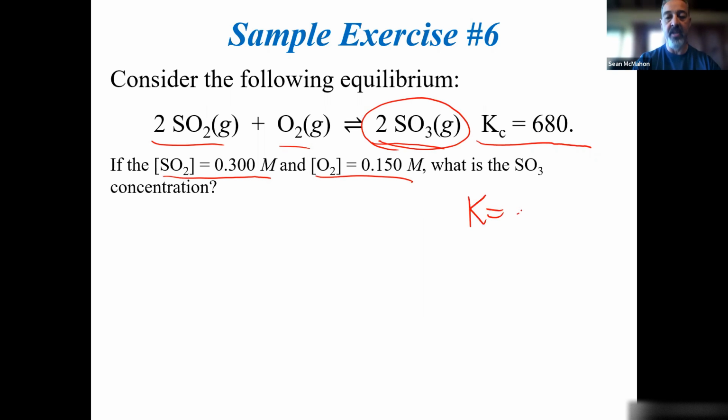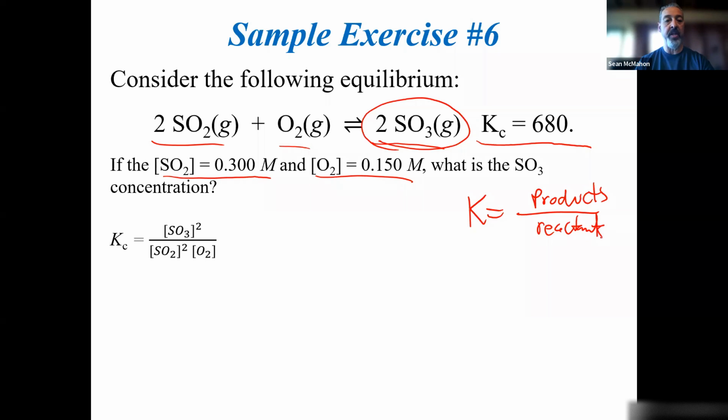K is always what? Products over reactants. So what are we going to do? We're going to set up our K. My product, this is what I'm looking for, SO3, sulfur trioxide. Why is it squared? Because of the coefficient of 2 in the balanced chemical equation. I have O2 on the bottom, SO2 on the bottom because they're my reactants. The SO2 is to the second power because of the coefficient of 2 in the balanced chemical equation.